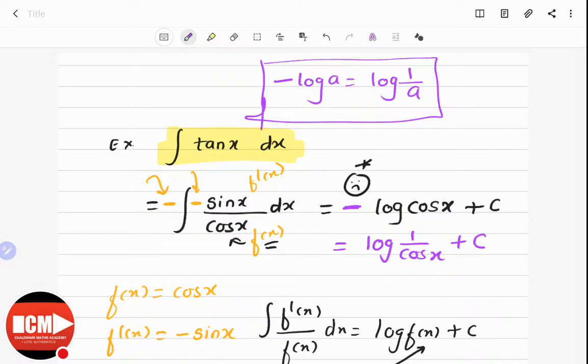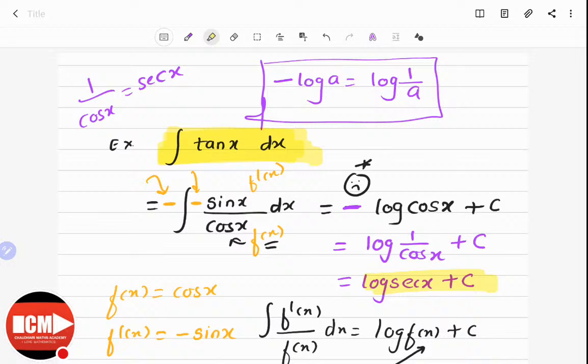But friends, what is 1 upon cos x? Cos x is the reciprocal of sec x. So the final answer is log of sec x plus c. And here we got our second important standard integral, that is, integration of tan x is log of sec x plus c. Yes, Tejas, absolutely correct.